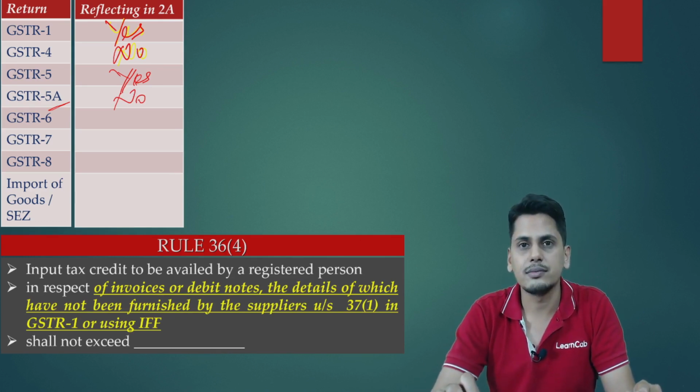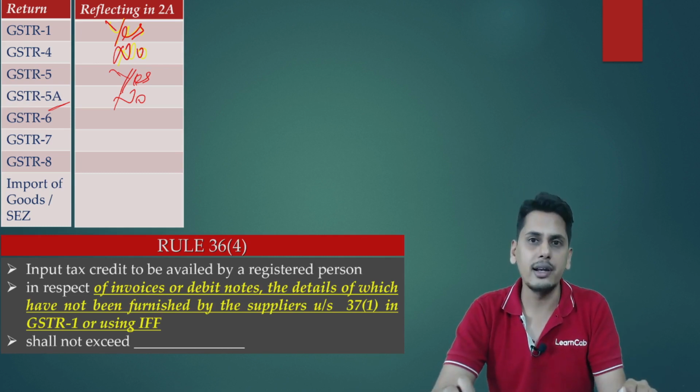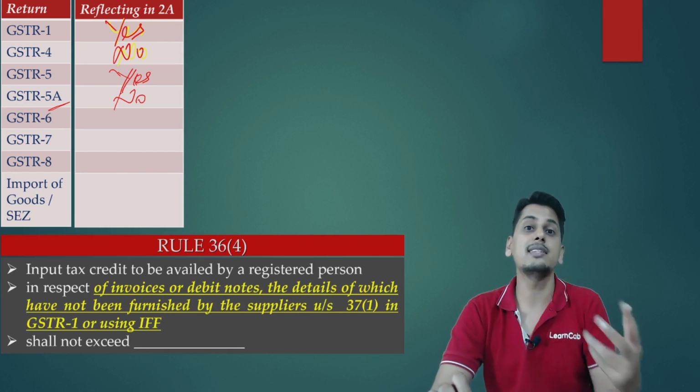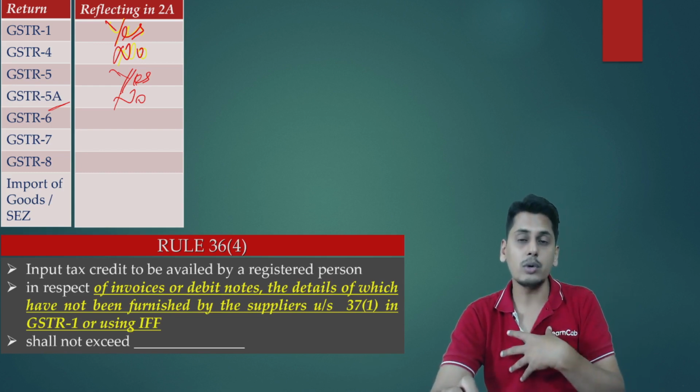GSTR 6, let's suppose you are an input service distributor and I am the recipient of credit. You have given me an ISD invoice. Can I take credit? Yes. So should there be auto-population in my GSTR 2A? You will have to give invoice wise details. Yes, there will be auto-population in my 2A.